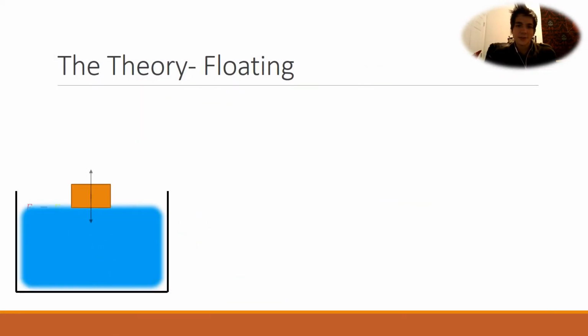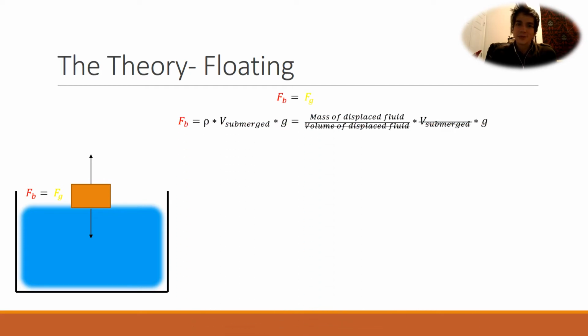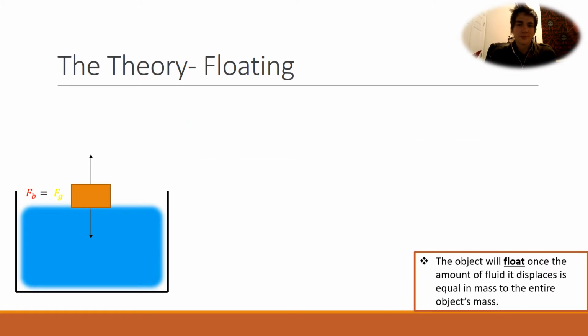Let's take a closer look into the limiting factors that allow an object to float. Recall from the previous slide that in order for an object to float, its buoyancy force must equal the force of gravity. By elaborating on the equation for buoyancy, we can prove Archimedes' principle. Setting buoyancy and gravitational force equal once more, we can see that the mass of the displaced fluid must equal the mass of the entire object for the object to float.